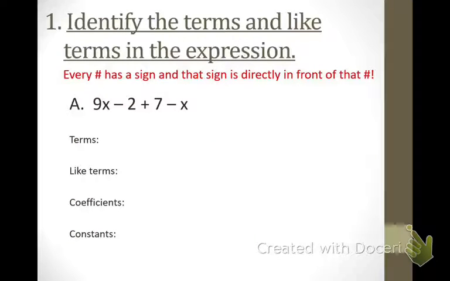For section number 1, it tells us to identify the terms and the like terms in the expression. Tonight on your homework, you're going to have something that looks exactly like these instructions. One thing I want you to remember is this next saying, and I want you to write it down with your red pen. Every number has a sign, and that sign is directly in front of that number. If you haven't written it down yet, please write it down with your red pen. Everybody else, read me once again what that saying says.